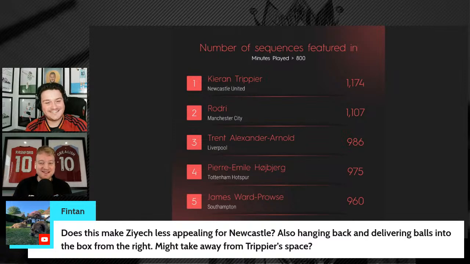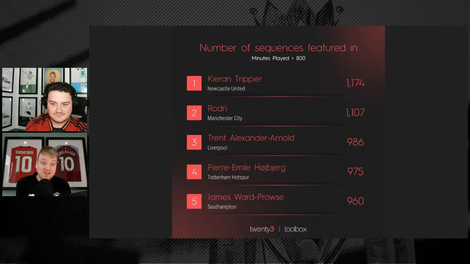So Trippier is slinging fewer balls into the box. He's getting less of the ball on the overlap because Ziyech is probably more willing to take his share of the pie there and cross the ball in himself. Whereas Almiron is quite happy to defer to Trippier, I think. As much as he's had an excellent individual season, he is quite happy to defer. So I don't think they're getting into those spaces, but they might be fighting each other for opportunities to cross, which can create an interesting dynamic.